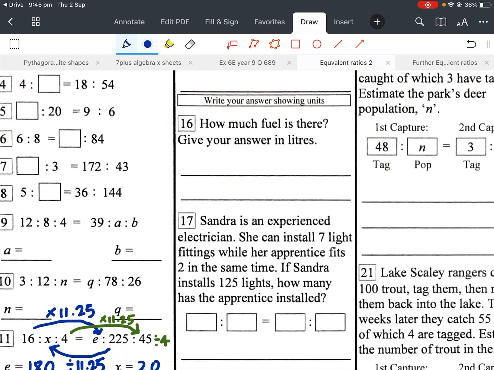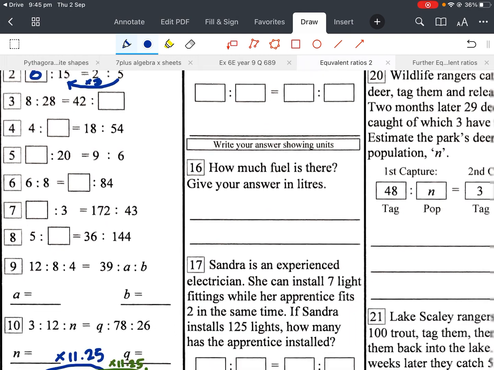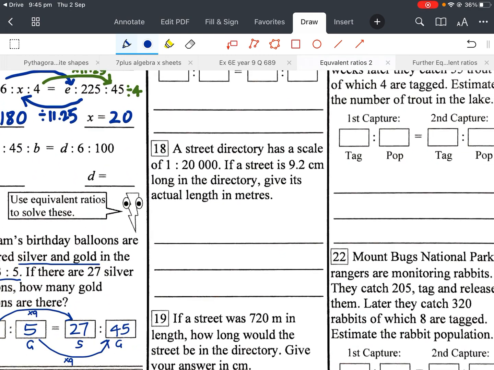Let's try. I'll leave the next. That's the 16. Those two are together, 15 and 16. 17 still got nice boxes, I might leave that one. I might do 18 because that's the first one without anything.